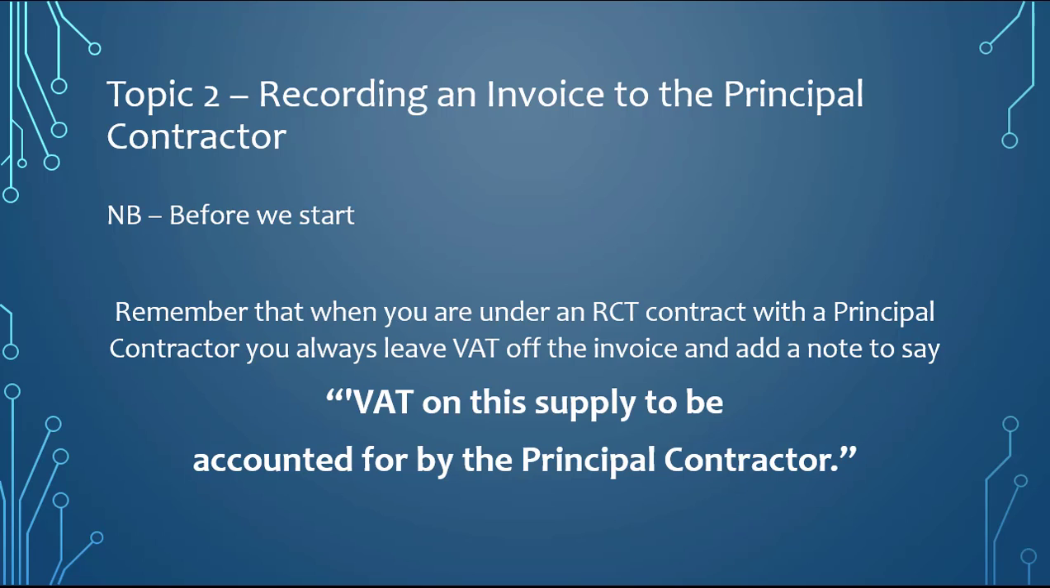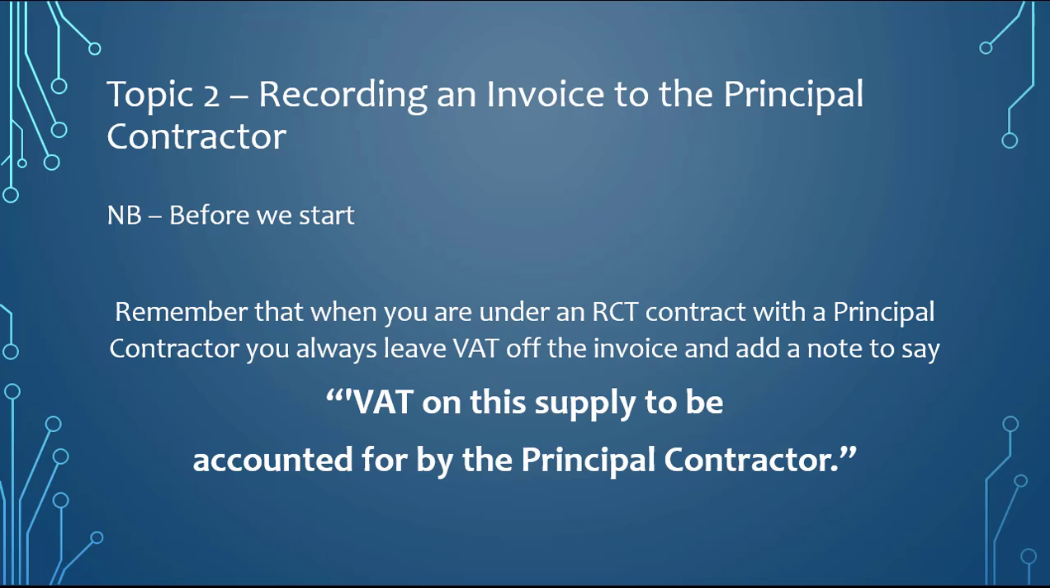So here we are in our topic 2, and we're going to look at recording the invoice to the principal contractor. Before we start, it's really important that you remember that when you're under an RCT contract with a principal contractor, you do not account for the VAT. Whatever is the net amount, if you're registered for VAT, that's what you put on the invoice, and you add a note to the bottom of every invoice that says the VAT on this supply is to be accounted for by the principal contractor.